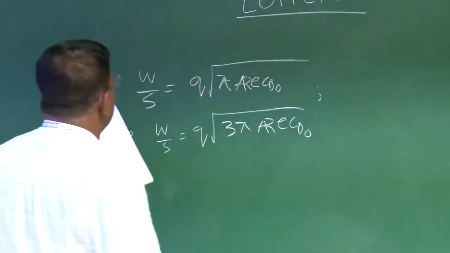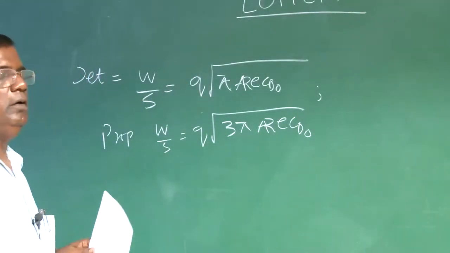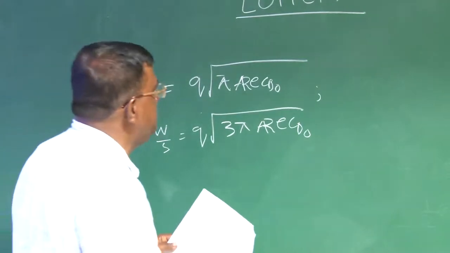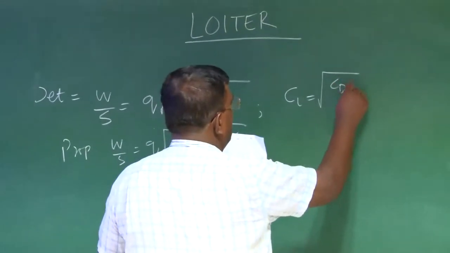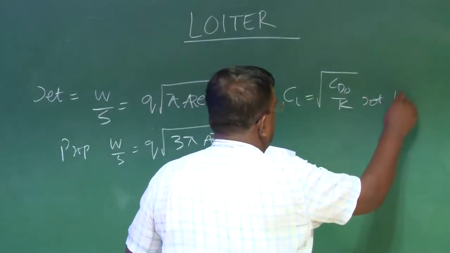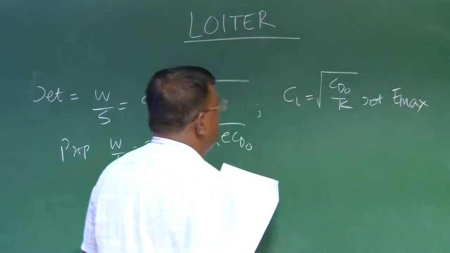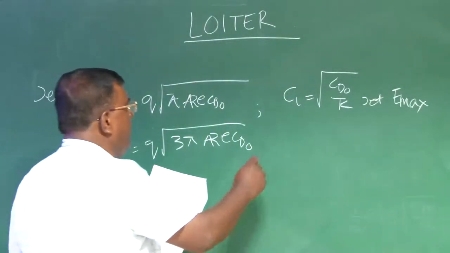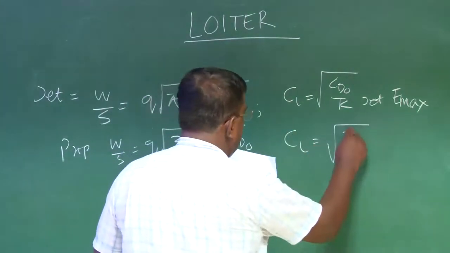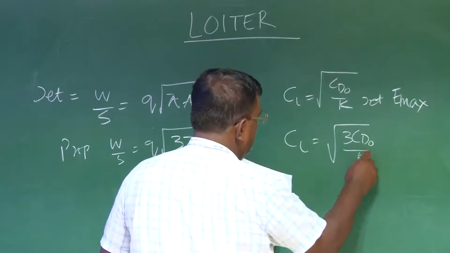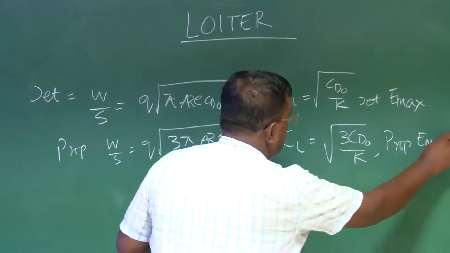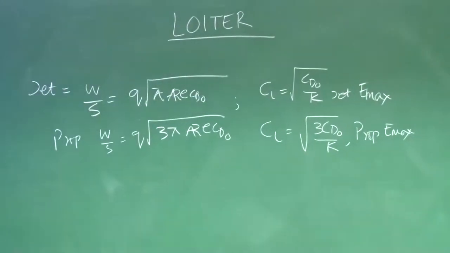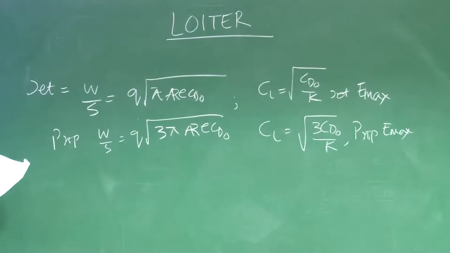How does it happen? Because for a jet airplane, if you are going for maximum endurance, the CL requirement is CL equal to CD naught by K. This is for jet, E max, endurance max. You can revise your lecture. And this is for a propeller, CL required is under root 3 CD naught by K. This is for propeller, E max. If this is CL, you know how to find out W by S by equating lift equal to weight. Okay? So you now have expressions for W by S.